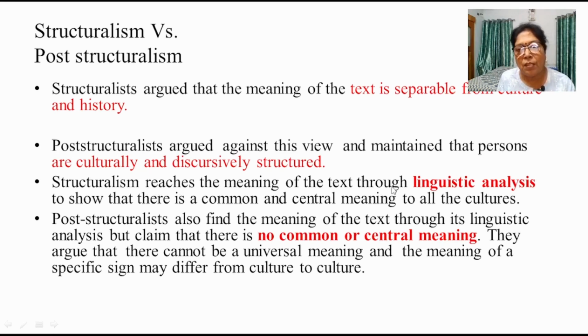Structuralism reaches the meaning of the text through linguistic analysis, because they are mainly focused on linguistic analysis to show there is a common and central meaning to all the cultures. They are saying that all cultures or human minds work in the same manner. There are certain universal truths. They are talking about those things after analyzing the things linguistically. While post-structuralists also find the meaning of the text through linguistic analysis, language they are also using, but claim that there is no common or central meaning. They are not talking about a central or common meaning. They argue there cannot be a universal meaning, and the meaning of a specific sign may differ from culture to culture.